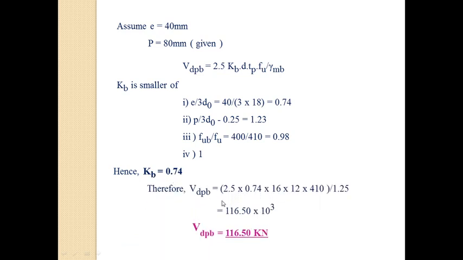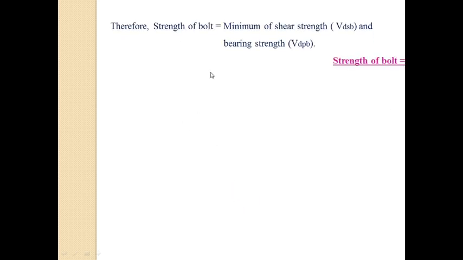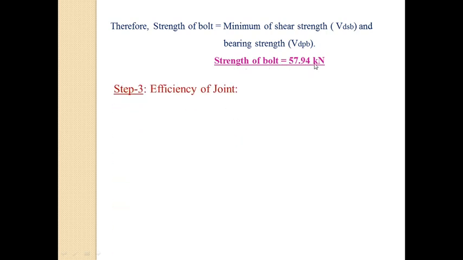Therefore VDPB is equal to 116.50 into 10 raised to 3 Newton, that is 116.50 kN. So the bolt value is the minimum of VDSB and VDPB. The minimum value of the two is 57.94, that is the strength of bolt, meaning bolt value. Bolt value or strength of bolt is equal to 57.94 kN.